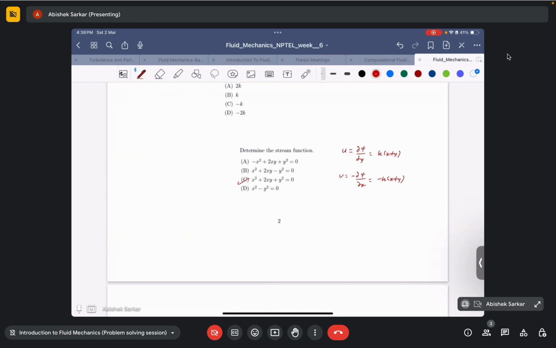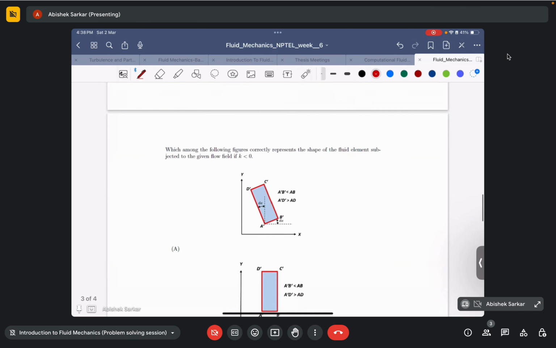The next question is quite interesting actually. We have our velocity field as u is equal to k(x plus y) and v is equal to minus k(x plus y). The question is which among the following figures correctly represents the shape of the fluid element subjected to the given flow field if k is less than 0. We are told that k is less than 0.